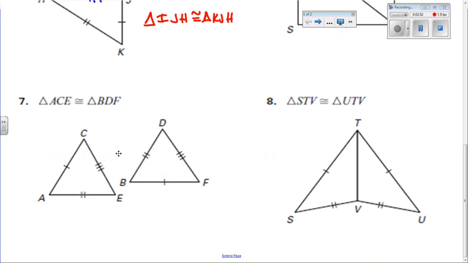Number 7, triangle ACE. So from A to C is 1 little tick mark. From B to D is 2 ticks. So that is automatically false.